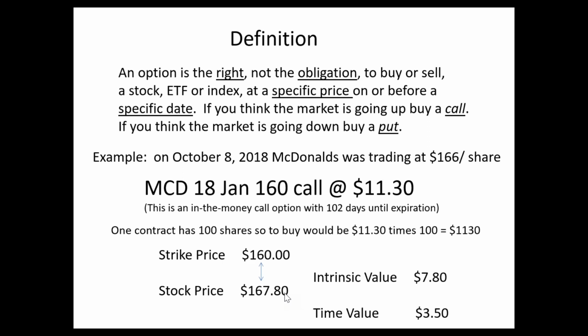One is intrinsic, and that is if it is in the money, how much is it in the money? So in this particular example, you bought a 160 call. The stock is already at 167.8. So it has intrinsic value of $7.80. Now, the premium on the option is $11.30. The rest of that is what is called time value or extrinsic value, and that would be $3.50.